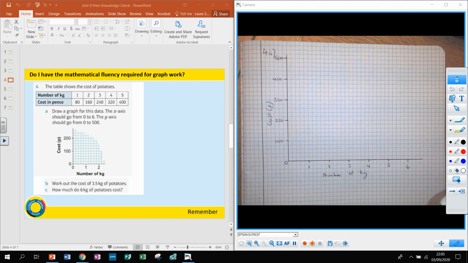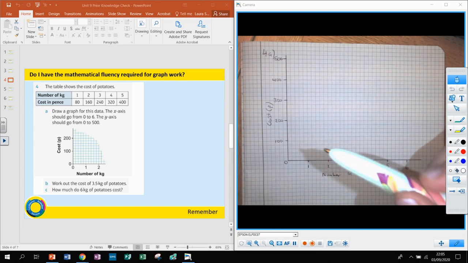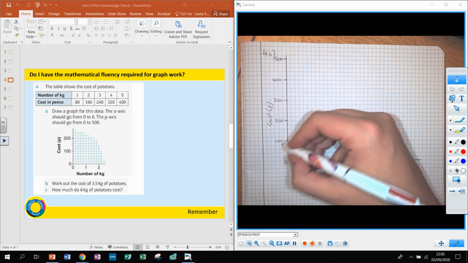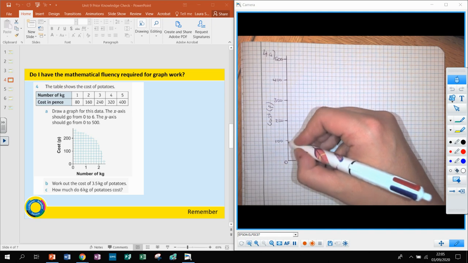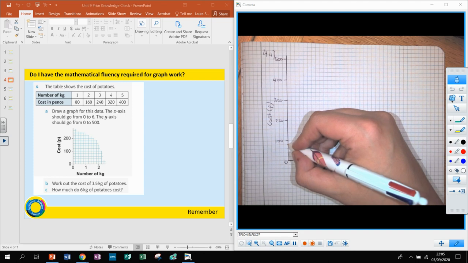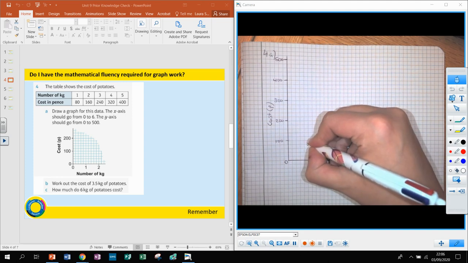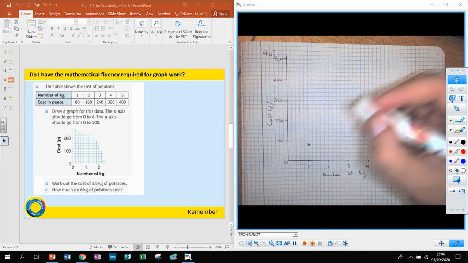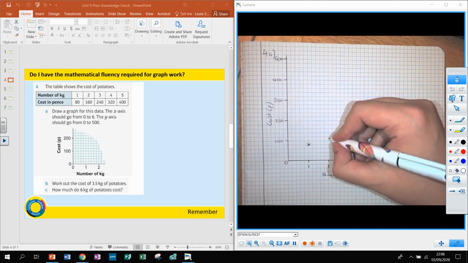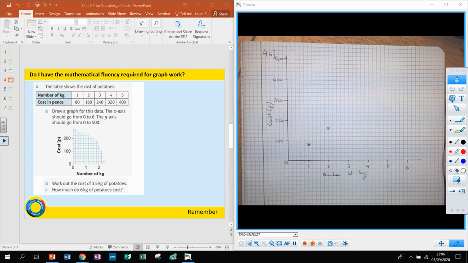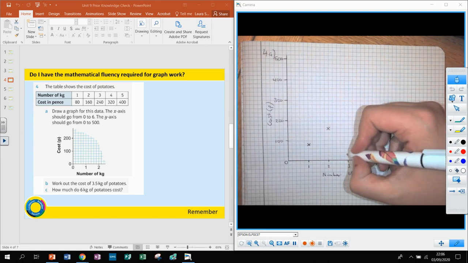Right, so let's take a look at the data that they gave us. They've told us that for 1 kilogram, we have 80 pence. Well, if that's 100, then each of these are worth 20, because 100 divided by 5 is 20. So we have 20, 40, 60, 80. So I'm here. Then it says for 2, it's 160. So 2, we go up to 160. Then it says for 3, it's 240.